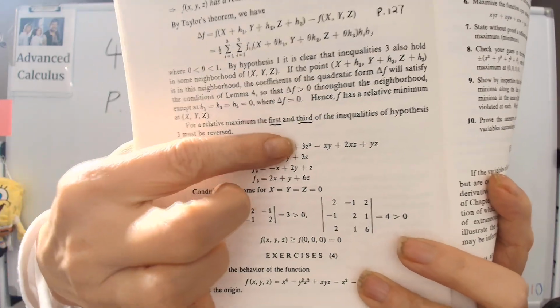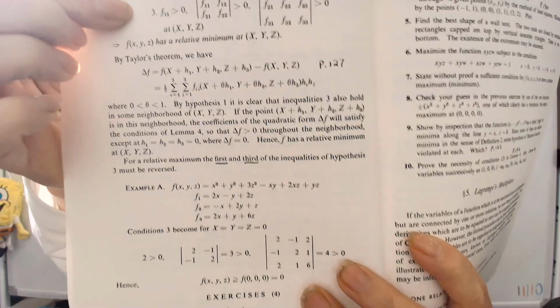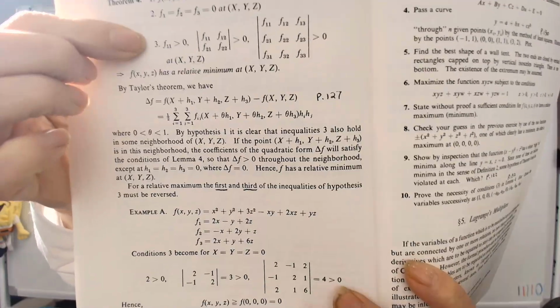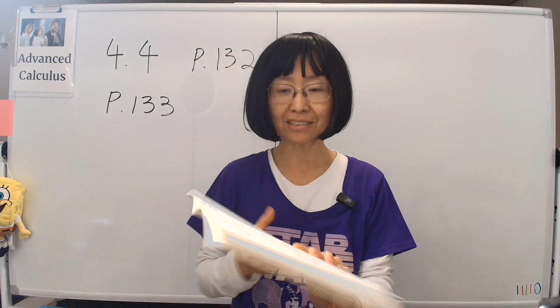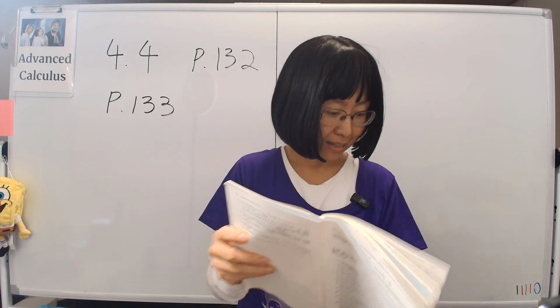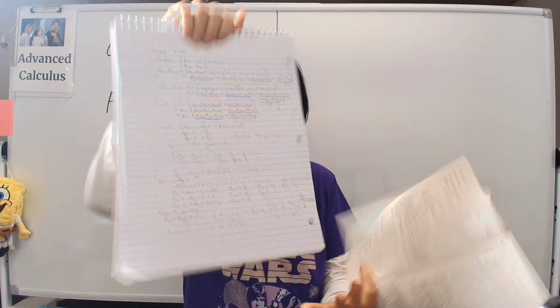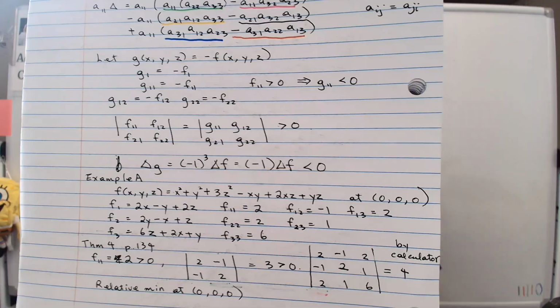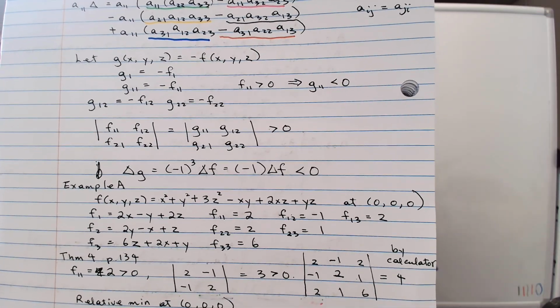This is important, okay? For relative max, the first and third of the inequalities in hypothesis 3 need to be reversed inequalities. The second one doesn't, because the negative signs cancel out when it's 2 by 2. So please work that out yourself. It's pretty straightforward if you stare at this for a little bit, or write it out yourself and see why that is the case.